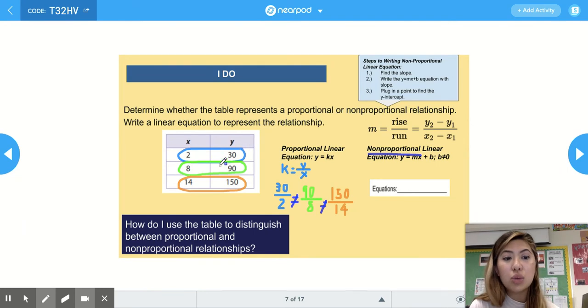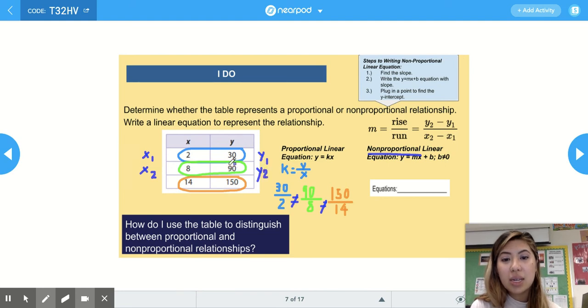So the first thing I'm going to do is label my points. So I'm just going to say this first x value of 2 is going to be my x1, and then the second x value of 8 is going to be my x2. Then I'm going to say that 30 is going to be my y1. So do you see how x1 and y1 are for the same points? And then 90 is going to be my y2. And then I'm going to subtract.